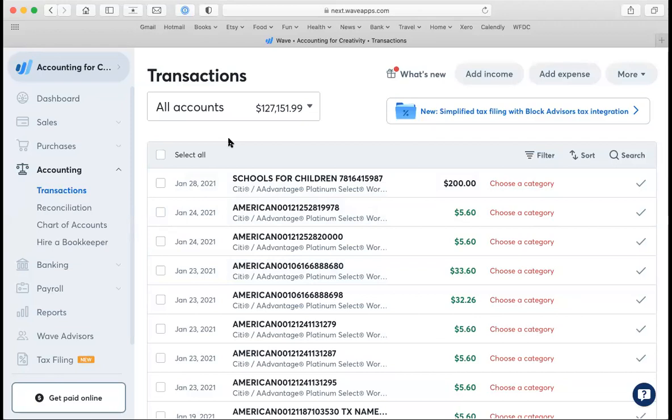I wanted to show you how to make a journal entry in Wave apps. The purpose of a journal entry in this case is to record expenses that happen outside of the business checking or savings or credit card accounts, that happened on my personal cards.